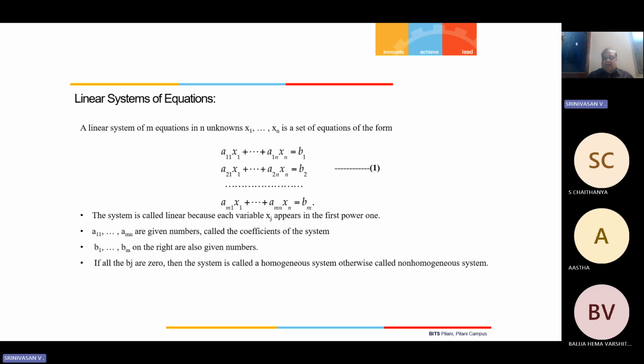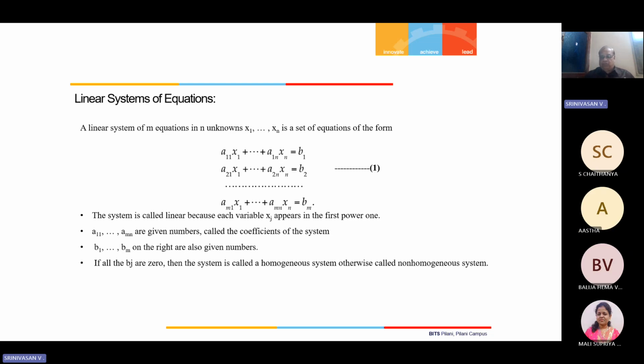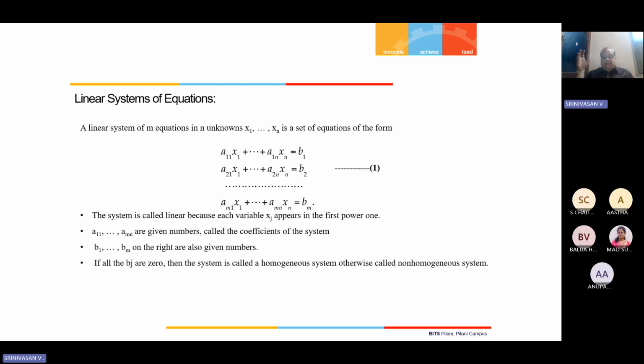If the system has three equations in three unknowns, then your A will be of order 3 by 3, and your X, the column vector, will have only three components x1, x2, x3. In practice, you will have at most three, at maximum four, but in general three. Right. So next, on the right hand side, we will have constants.